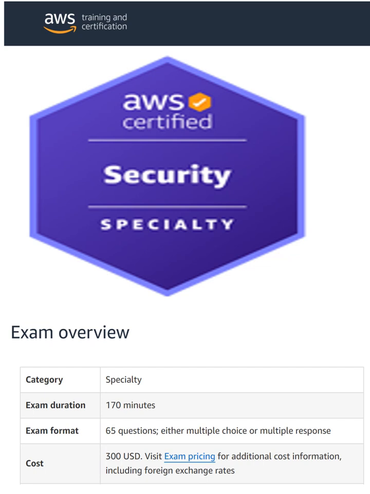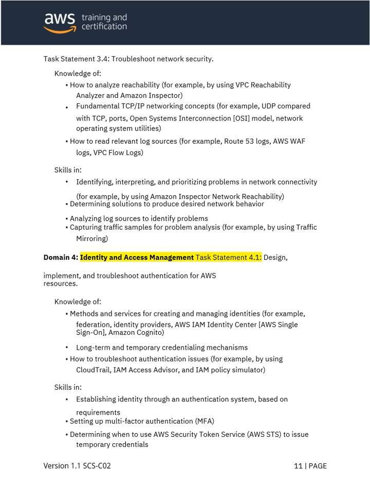Now, I explained about part 1 and part 2. Viewers who did not see part 1 and part 2, please check them because they give you enough glimpse of the different domains which AWS uses for the questions. In part 3, I'm explaining domain 3.